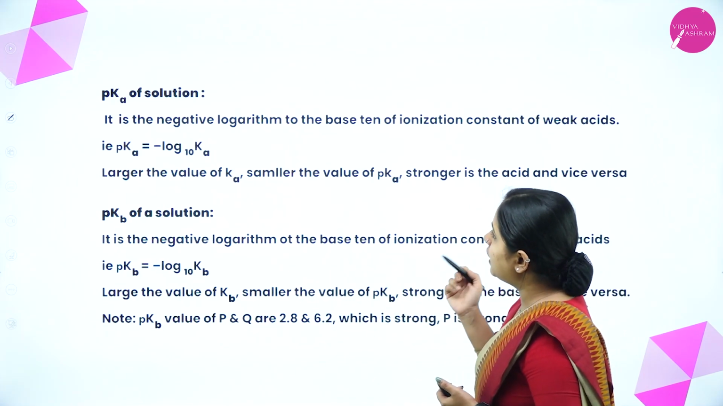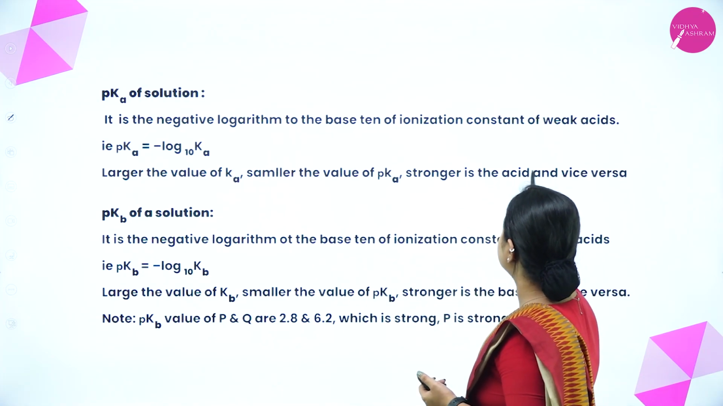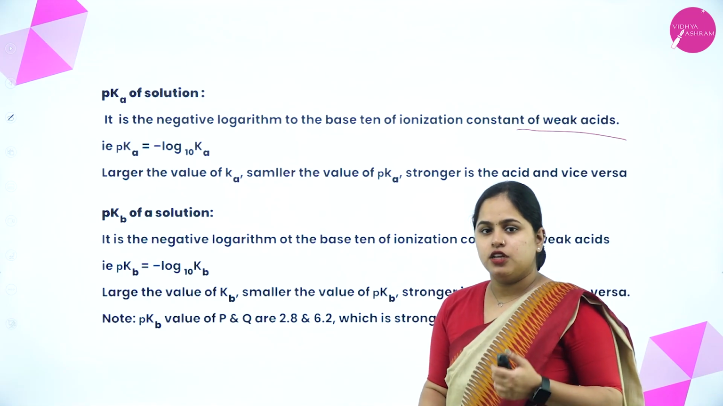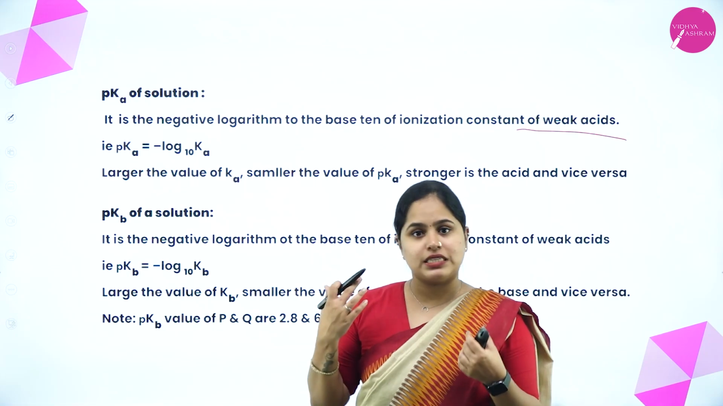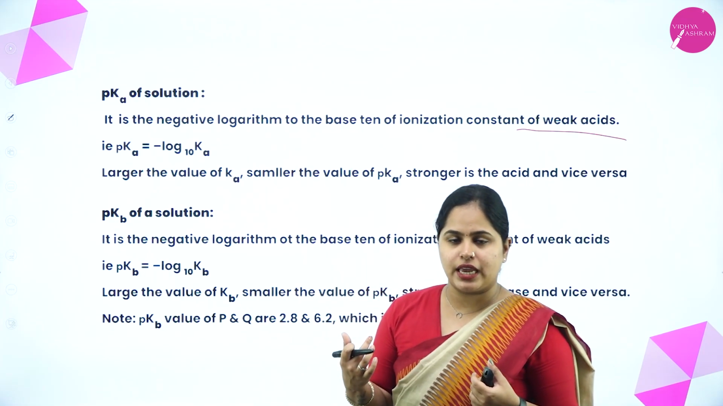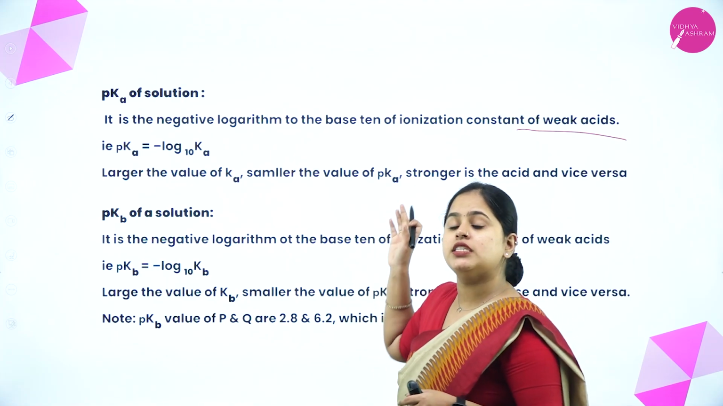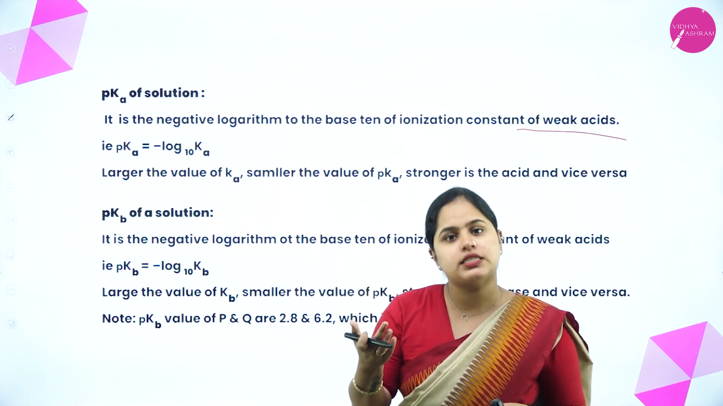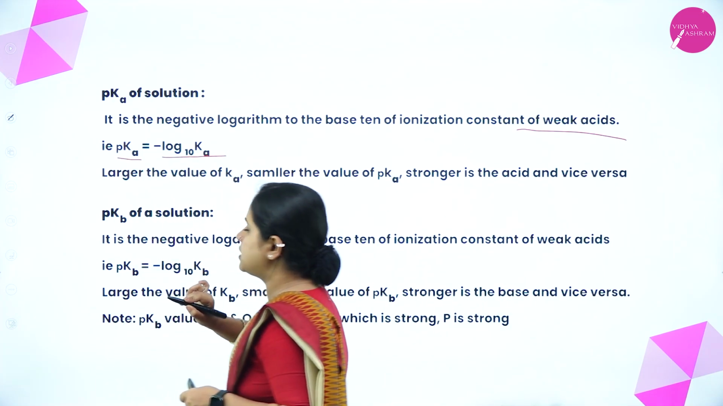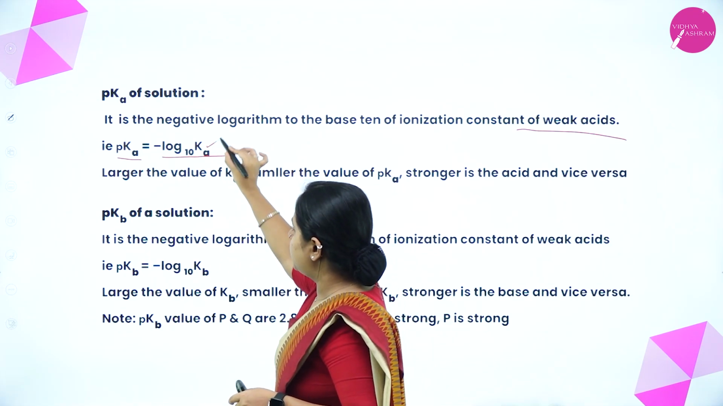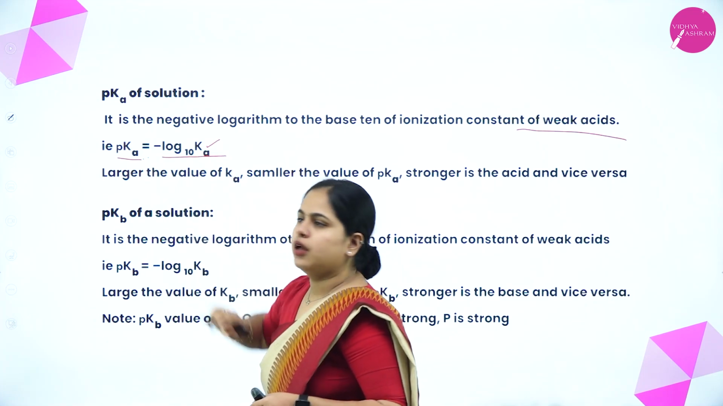Okay. So what is pKa of a solution? It is the negative logarithm to the base 10 of the ionization constant of a weak acid. So we have already studied the equation to calculate the ionization constant, which was Ka, right? Ionization constant is Ka. So the negative logarithm to the base 10 of the ionization constant of a weak acid is called pKa. That means pKa is equal to minus log base 10 of Ka. Ka is the ionization constant of the weak acid. So the negative log of that is called the pKa.